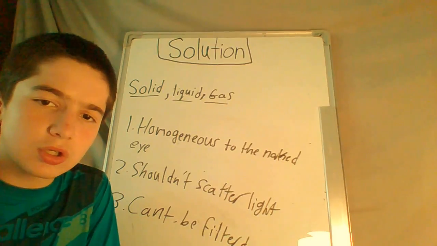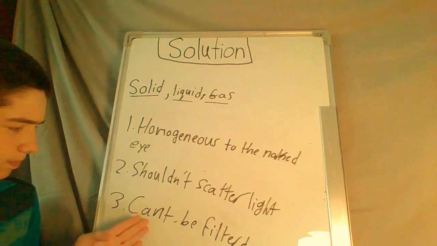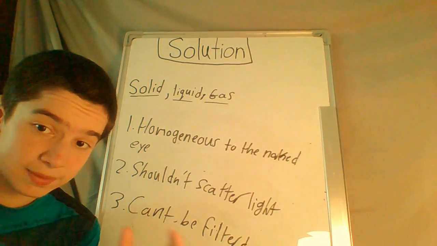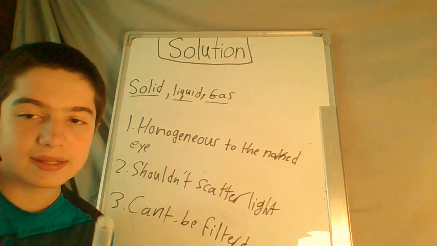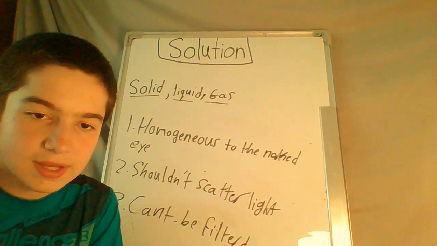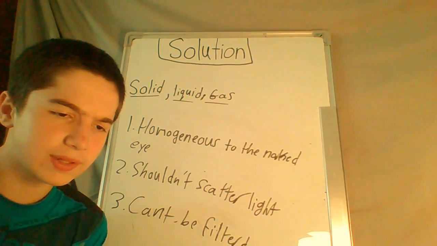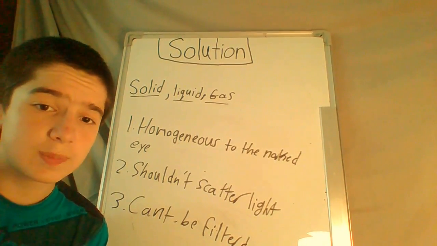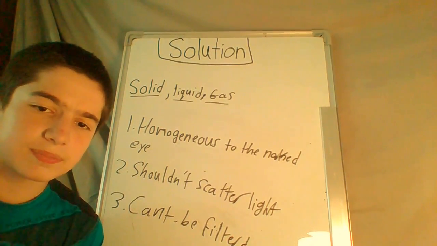Okay, so as I said, it cannot be filtered. What do I mean? It means that if I put that substance in a filter, it won't break down, it won't separate into the solute and solvent. So if I put tea with sugar inside a filter, I won't find sugar grains on top of that filter. They will still be together. So they cannot be filtered.